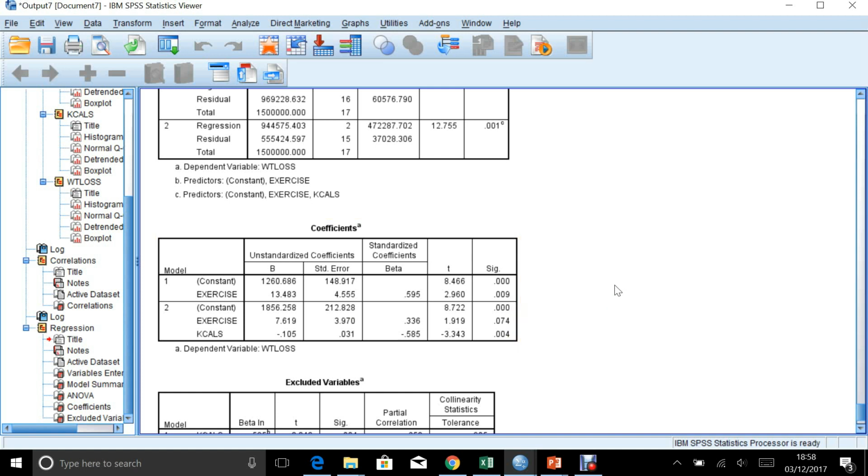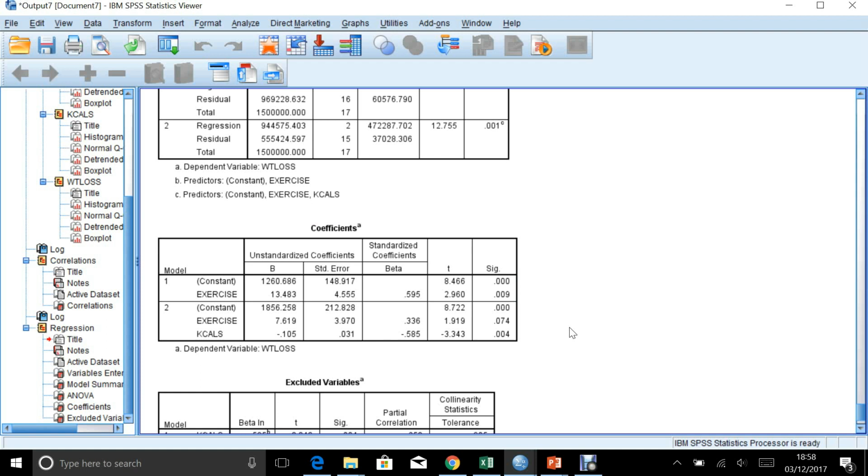And then if we move down to the second coefficient, again I would like you to construct a second regression equation. Again, y equals a, which this time is 1856.26, plus b for exercise, which is 7.62, plus b again for food intake, which is minus 11. So those are the two regression equations.